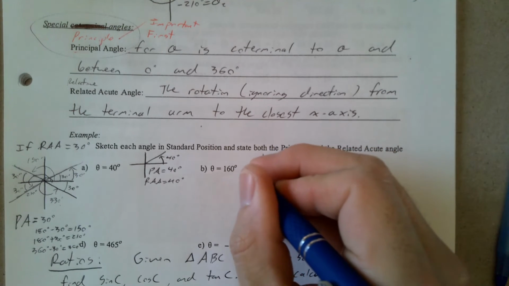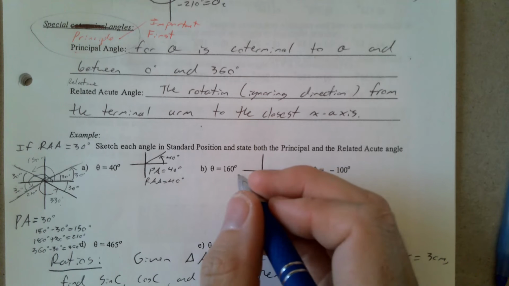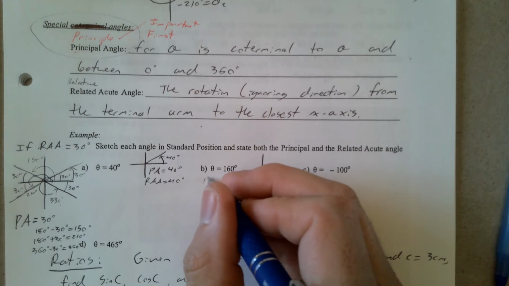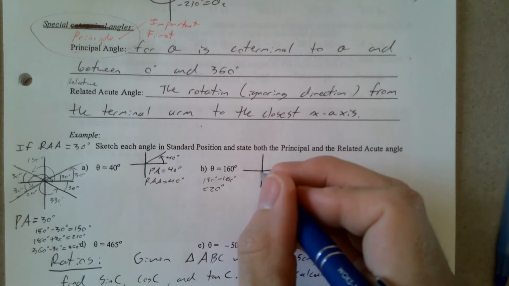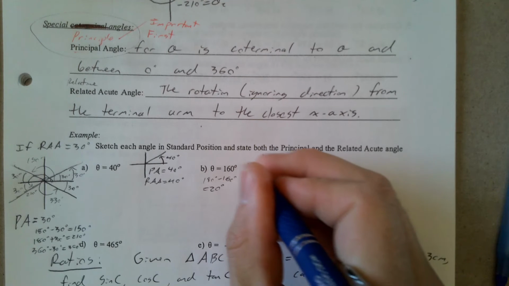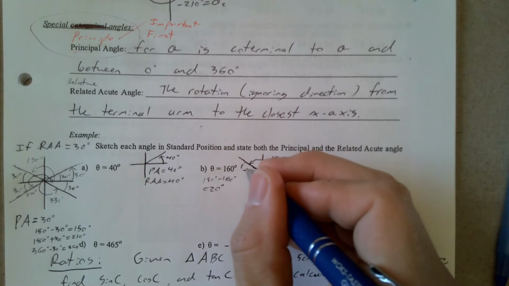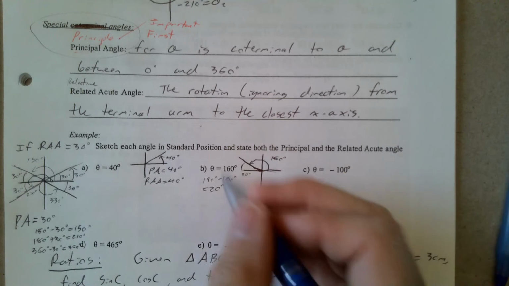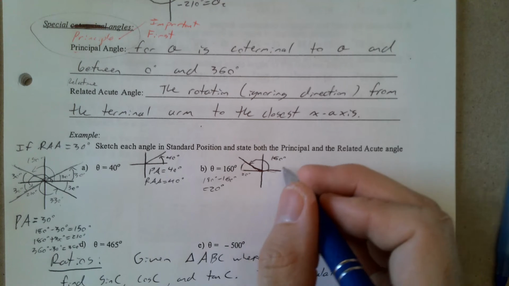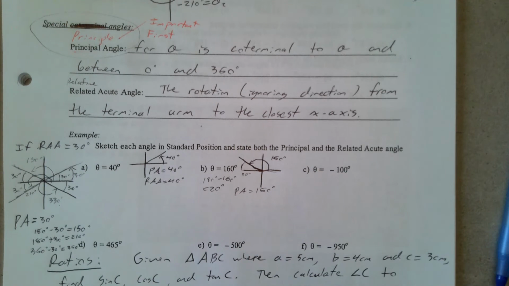160 degrees, however, is in the second quadrant. I am probably thinking about the related acute angle when I sketch it. I notice that 160 degrees is short of 180 degrees. It's 20 degrees short of 180 degrees. So that's how I sketch it, just imagining it being 20 degrees short. There's 160 degrees. Here's my related acute angle of 20 degrees. Now, 160 degrees is an angle between 0 and 360 degrees, so that is the principal angle as well. For any angle between 0 and 360 degrees, it is its own principal angle.